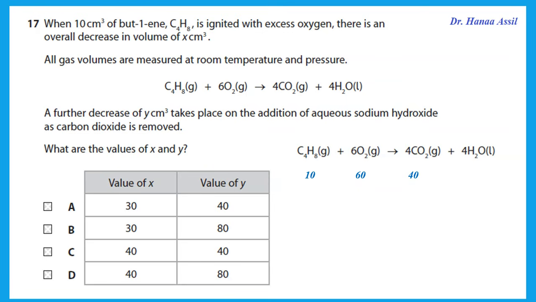The question says, when 10 cm³ of butene is ignited, there is an overall decrease in volume of x cm³. We started with a total of 10 plus 60, that's 70. We're forming 40, and that means the difference is 30. So x is 30. Now, what is y? Y is the amount of CO2 that comes out, and we said that would be 40 cm³.